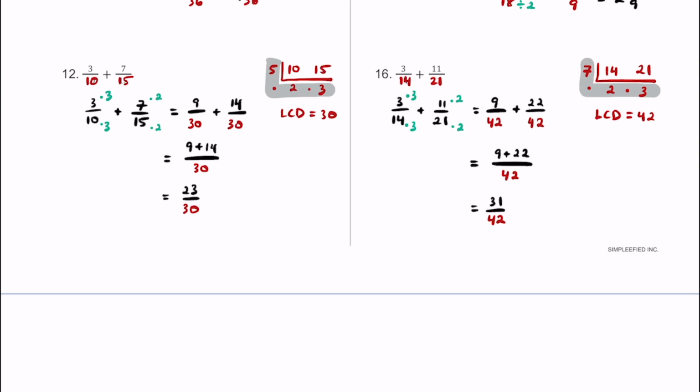So there you have 16 different practice problems where we were adding fractions with uncommon denominators. So try to see if you can find the least common denominator, or LCD, first each time. Rewrite the fractions using those common denominators. Go ahead and add those numerators, and always simplify at the end if you can. If you want an improper fraction, leave it like what you have. And if you want a mixed number, just turn it into a mixed number.